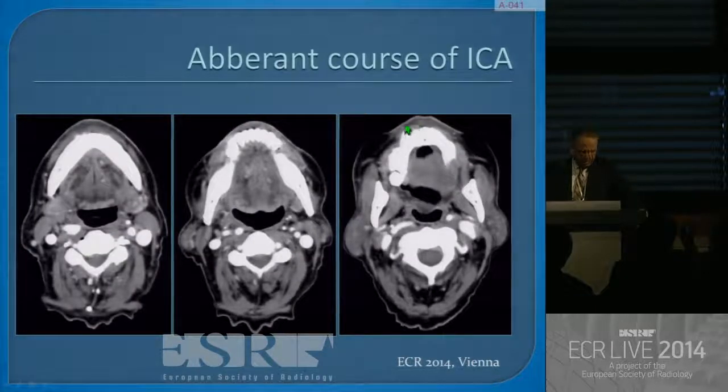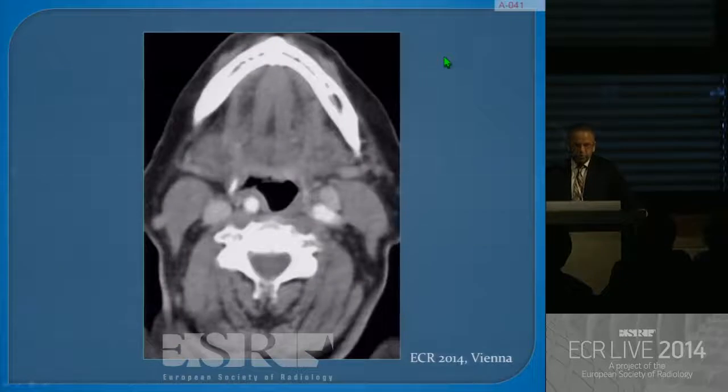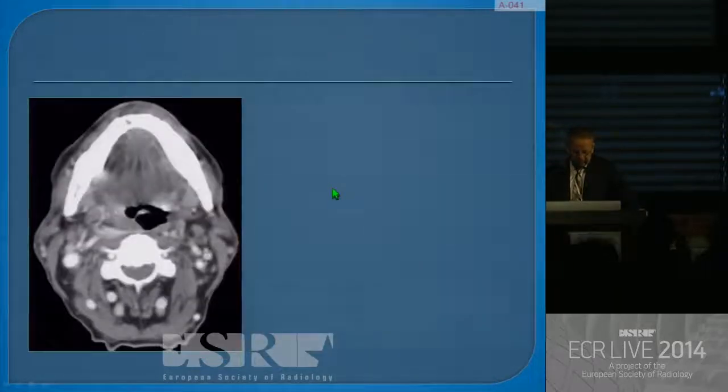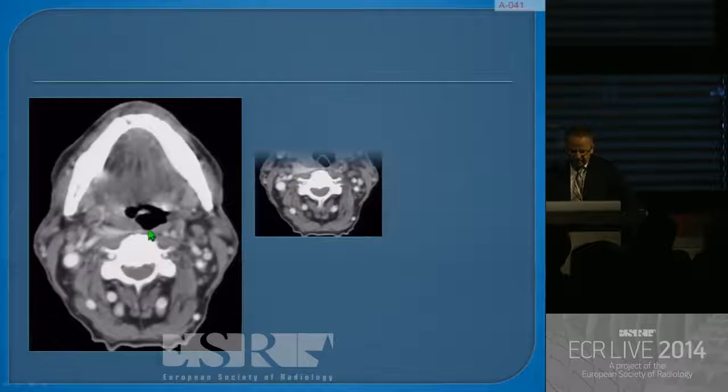Some variations may also occur in the arteries. The aberrant course of the internal carotid artery should always be stressed and highlighted in our reports to avoid any fatal surgical procedure. Look at this case. There is an aberrant course through the backside of the pharynx. Let's follow.